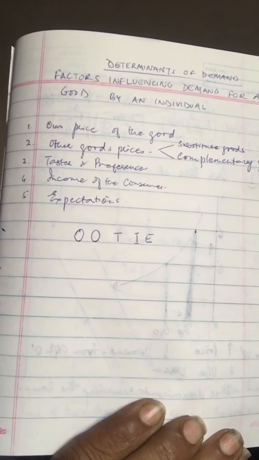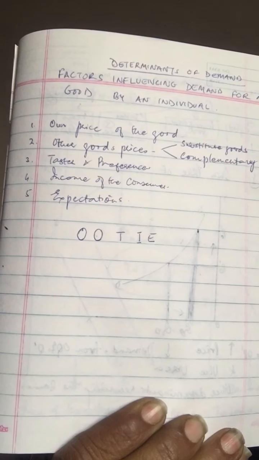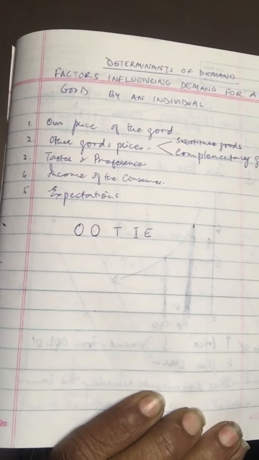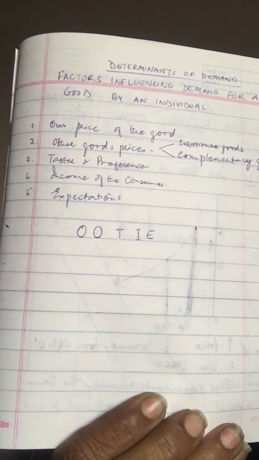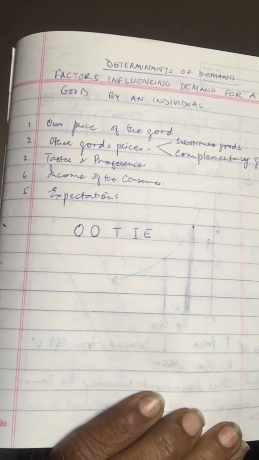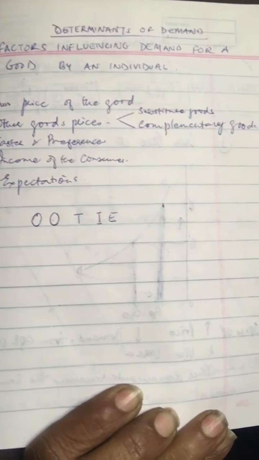T is for tastes and preferences. It's affected by the tastes and preferences of the consumer. It is affected by I, that is income of the consumer. And then it is also affected by the expectations of the consumer. So based on this, I'm going to just explain each of these with the help of a diagram.